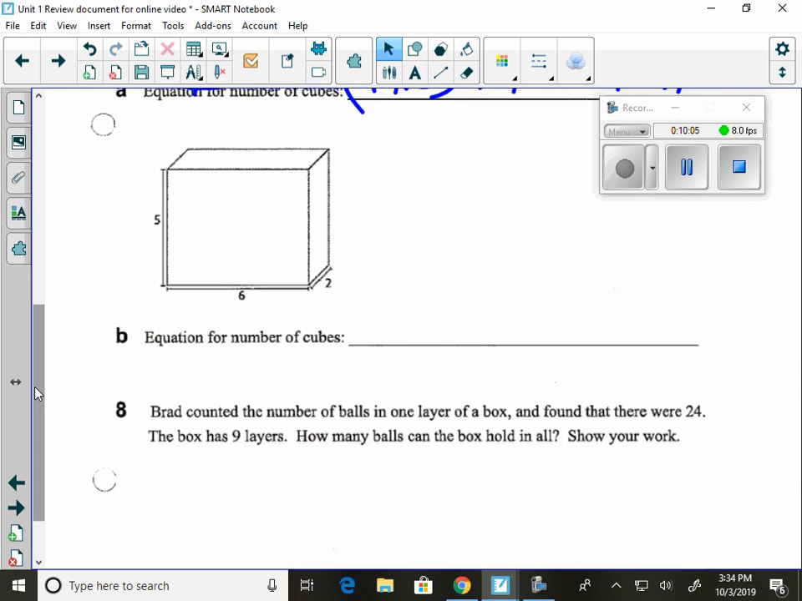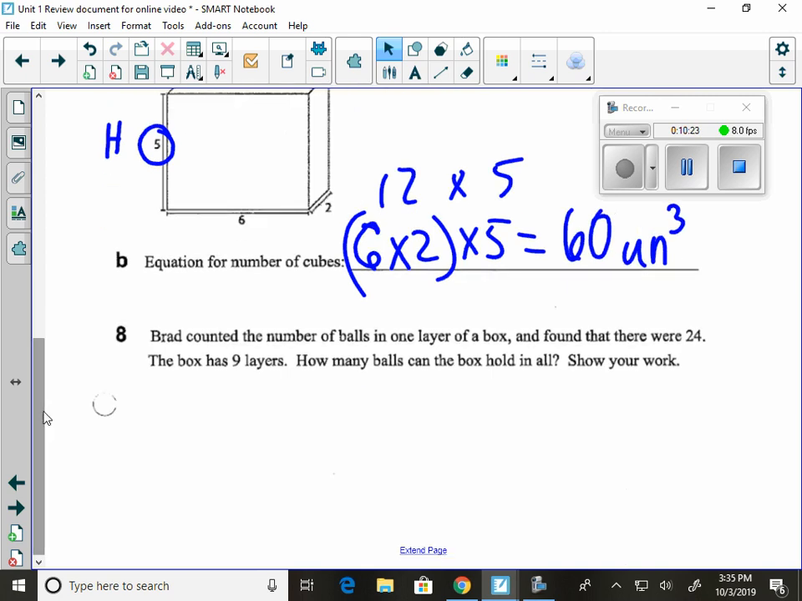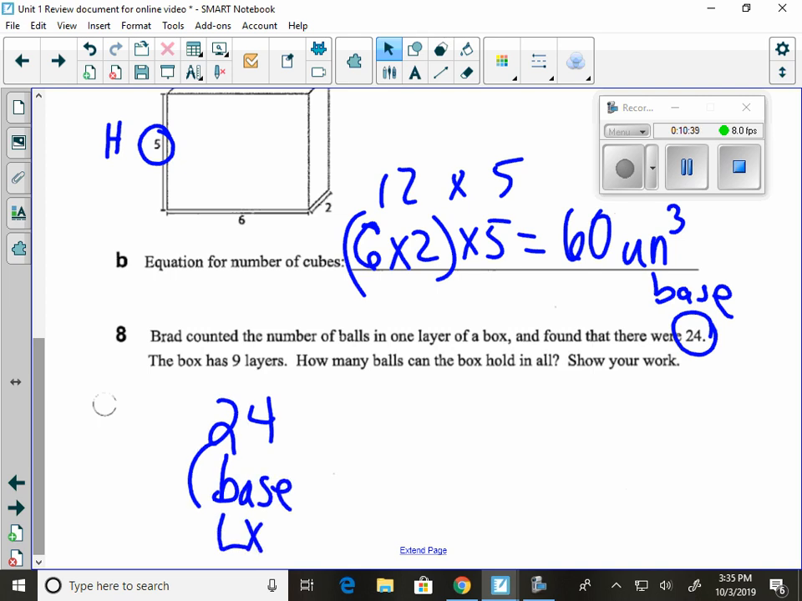It does say equation, so we have to solve that one. This one, they've already identified it, so we know that the base is 6 by 2, and the height right there is 5. So 12 times 5 is what you're going to do, which is 60 cubic units. And the last one on the page is the same kind of question without any picture. So he got the bottom layer. They've already told us the base. So if the kids are wondering, where's the length and width, they've already done it for you. So the base, put that right here, which is length times width, is multiplied by 9 for the height.